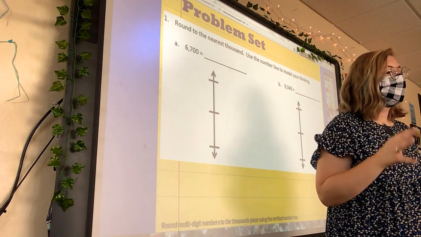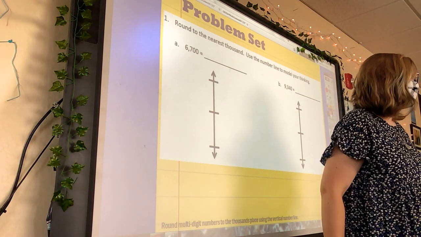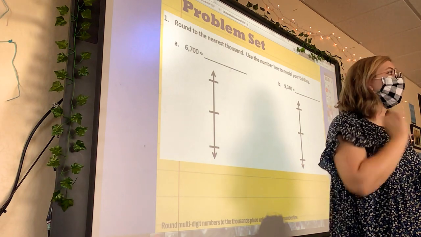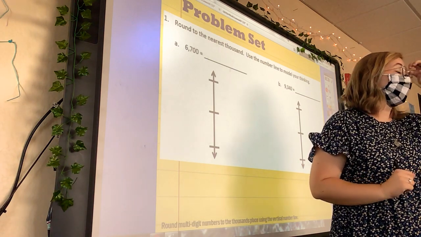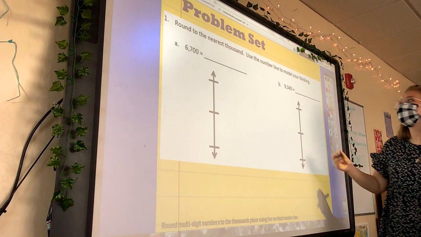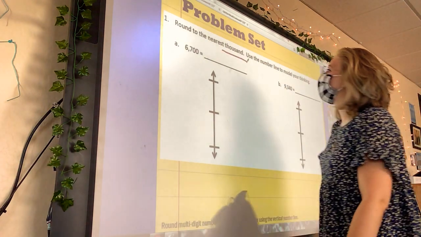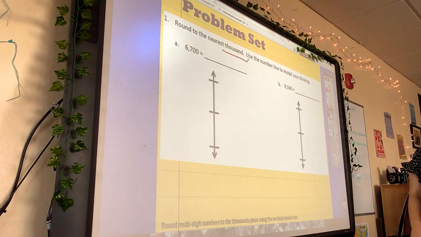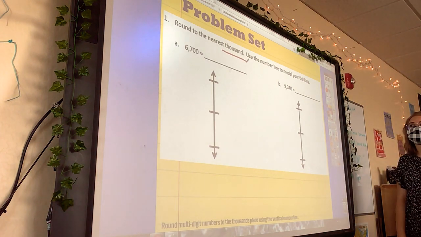Go ahead and stop working on it. We're going to work on the problem set a little bit together, so just to make sure we're good to go, and then I will get you your homework, okay? So, it says round to the nearest 1,000. The nearest what? 1,000, okay? Use the number line to model your thinking, okay?